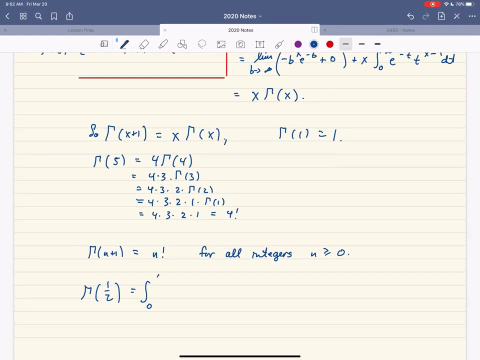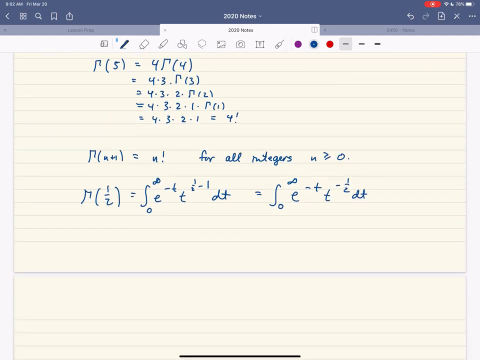We're going to get the integral from 0 to infinity, e to the minus t, t to the 1/2 minus 1 dt. So in other words, this is the integral from 0 to infinity, e to the negative t, t to the negative 1/2 dt. And what we're going to do is substitute. Let u be t to the 1/2. In other words, t is u squared.